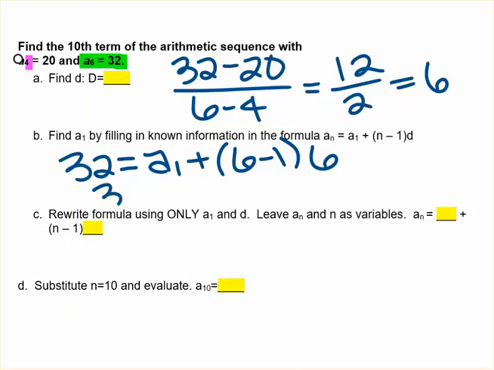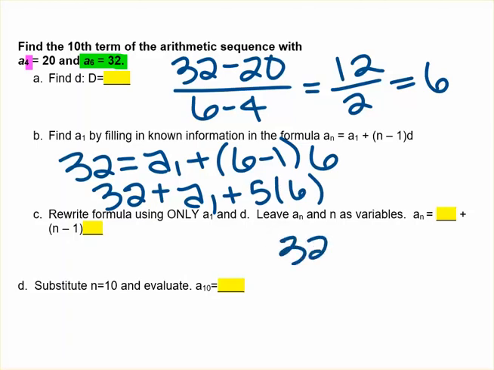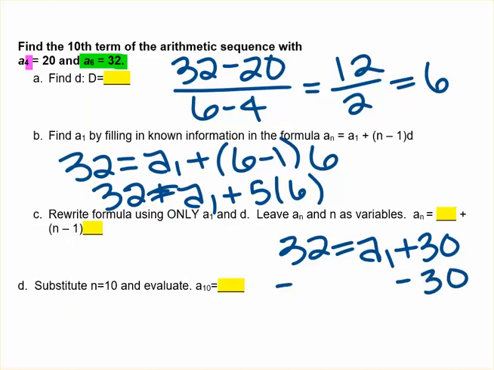So let's simplify this down. 32 equals a sub 1 plus 6 minus 1, which is 5, times 6. So continue to simplify this down. 32 equals a sub 1 plus 5 times 6 is 30. Subtract 30 from both sides. So a sub 1, our first value, must be 2.